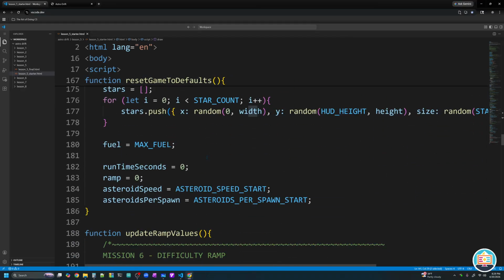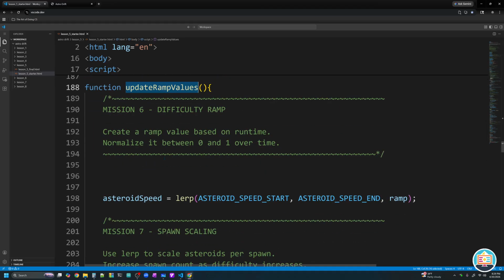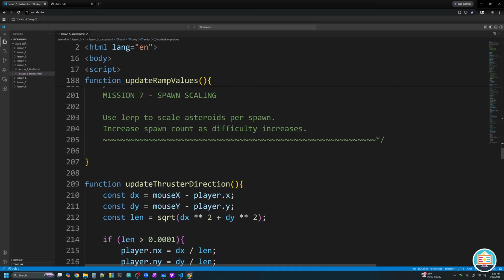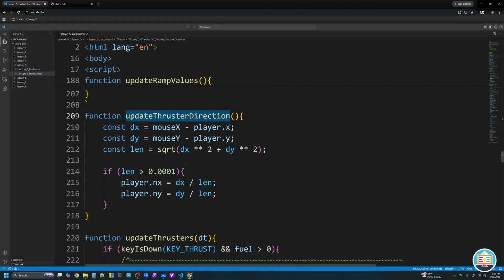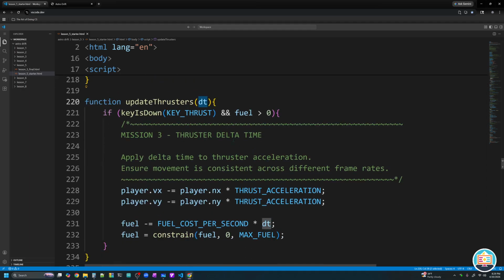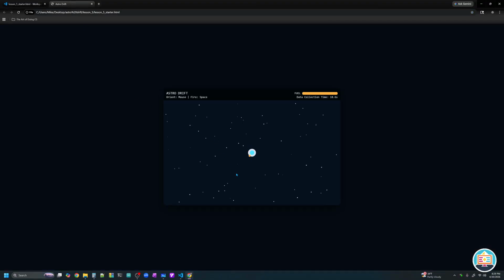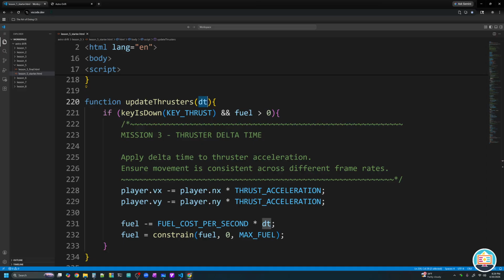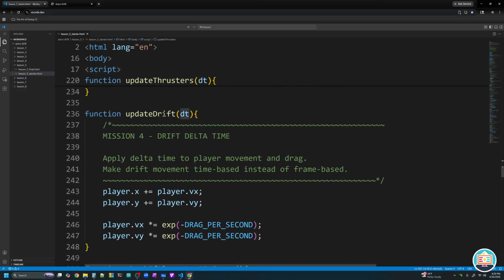Well, let's see. We've got a new function called update ramp values. It looks like we got some missions in there we'll work with. Update thruster direction. I don't think that needs DT, but look at this. Update thrusters. It shows right here that it needs delta time. So we need that time to adjust our movement. That's why our movement system is so broken. When I hit the space bar, I just zoom off the screen because we're not using DT correctly in here. Same with our drift function. Okay, so update drift also needs it.